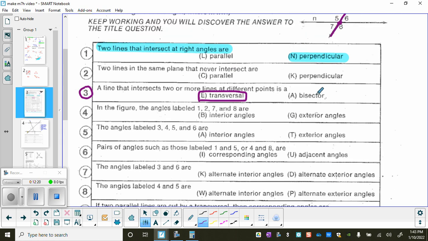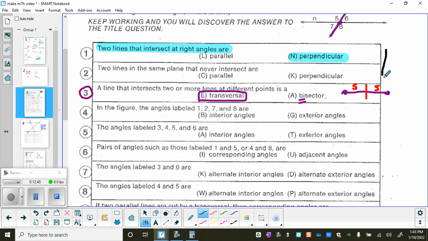A bisector, just so you guys know what a bisector is, it cuts something equally in half into two equal parts. So if I had a line segment right here, and I put this red line right here, that is a bisector. If this length right here was a length of 5, that means I can also say that this is a length of 5. So that's a line bisector.